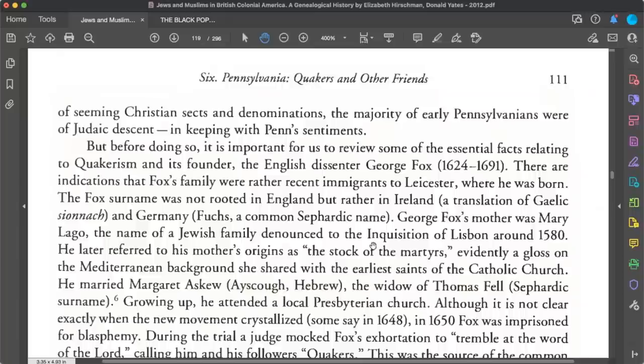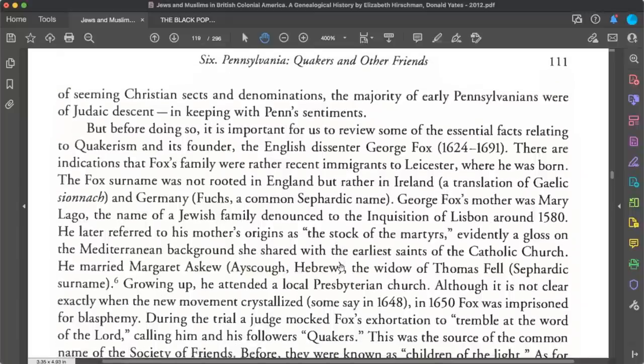But before doing so, it is important for us to review some of the essential facts relating to Quakerism and its founder, the English dissenter George Fox, all right? This is a very interesting part. It says, regarding this guy here, there are indications that the Fox family were rather recent immigrants to Lancaster, where he was born. The Fox surname was not rooted in England, but rather in Ireland.